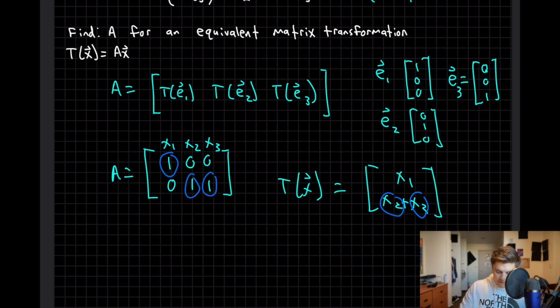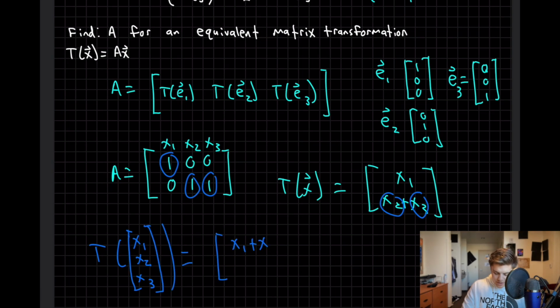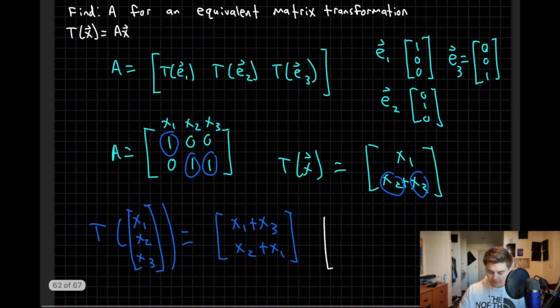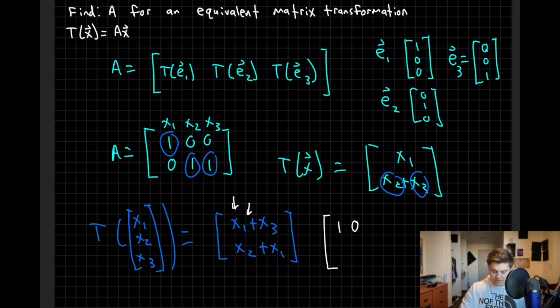So if we're given a transformation like T of x1, x2, x3 equals x1 plus x3 and x2 plus x1, what would you expect the matrix for the equivalent matrix transformation to look like? It would look like this. You'd have a 1 because of x1, and then you'd have a 0 because the coefficient of x2 is 0. And then the x3 here would be 1. And down here, we have no x3, and we have x1, x2. So 1, 1, 0. And that would be our A.